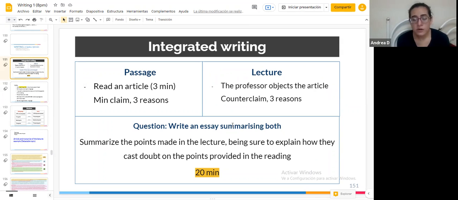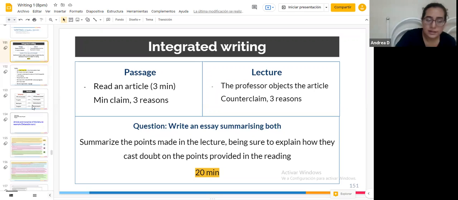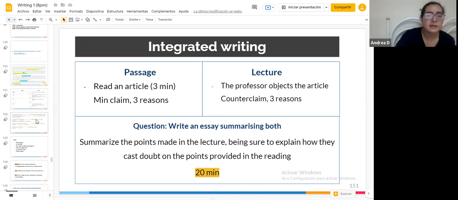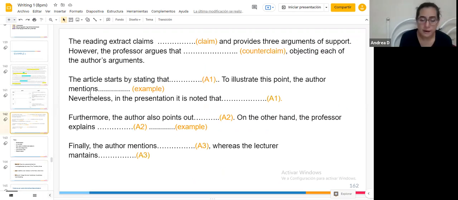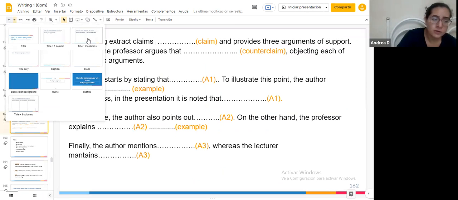So this, in other words, means summarize both the reading and lecture and contrast the information you have. So you need to contrast the reading and the lecture. What you're gonna do is quite easy. The structure is gonna be the same for each paragraph. You're obviously gonna change the words, you're gonna paraphrase it, but everything will be the same.